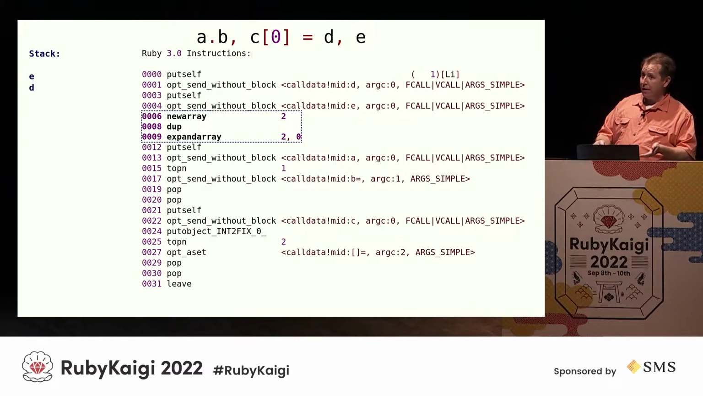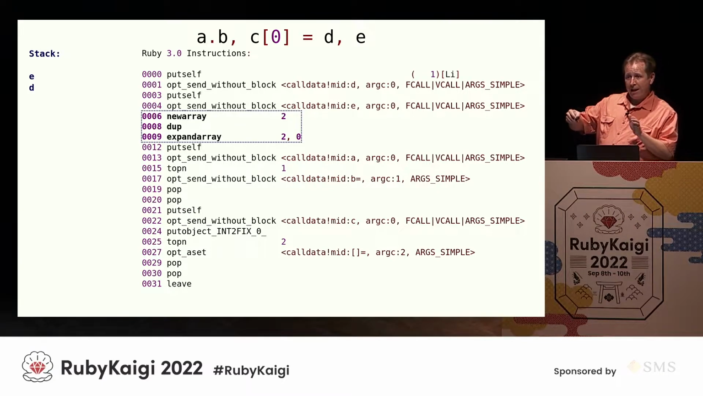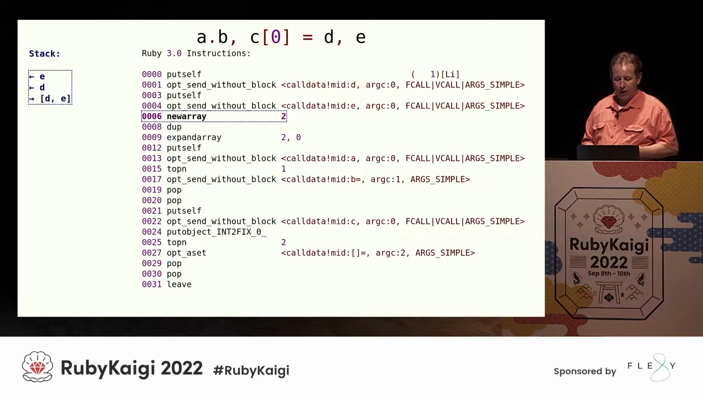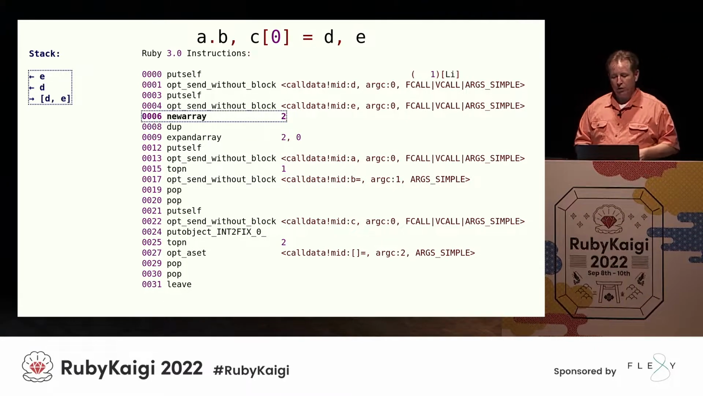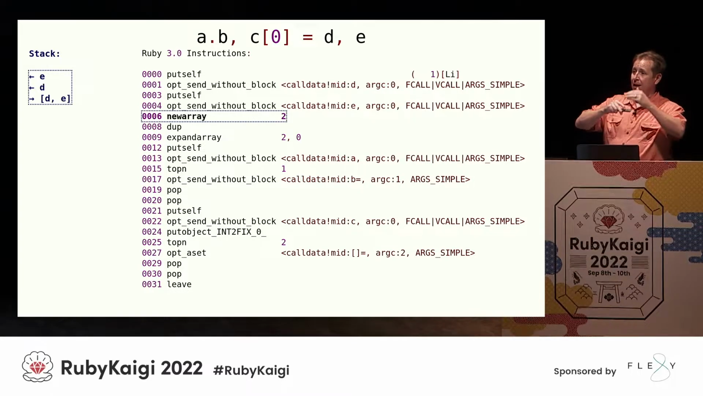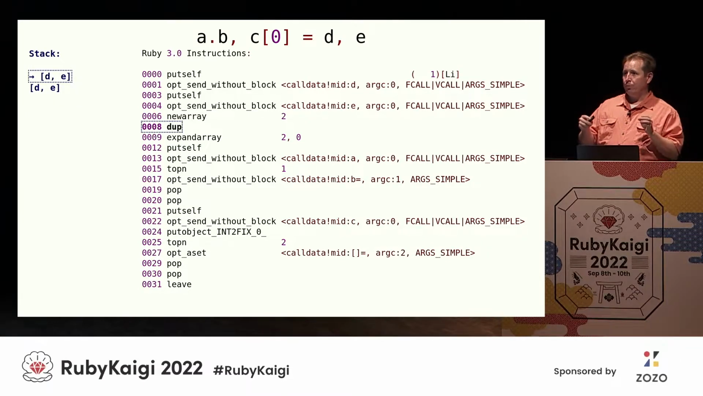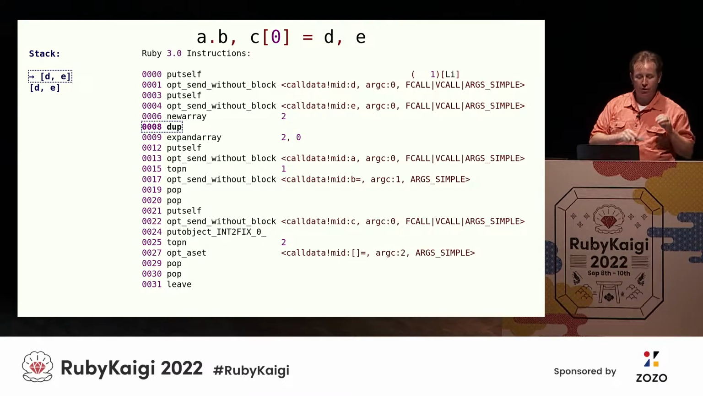So the return value of the multiple assignment expression is needed. And that's going to be the array containing the right-hand side of the assignment, the results of D and E. So the first instruction, new array, has a value of 2, which tells the virtual machine to pop the top 2 entries in the stack and push an array containing those 2 entries. The next instruction, dupe, takes the top entry on the stack and pushes it onto the stack. So the top 2 entries in the stack will always be the same after a dupe instruction.